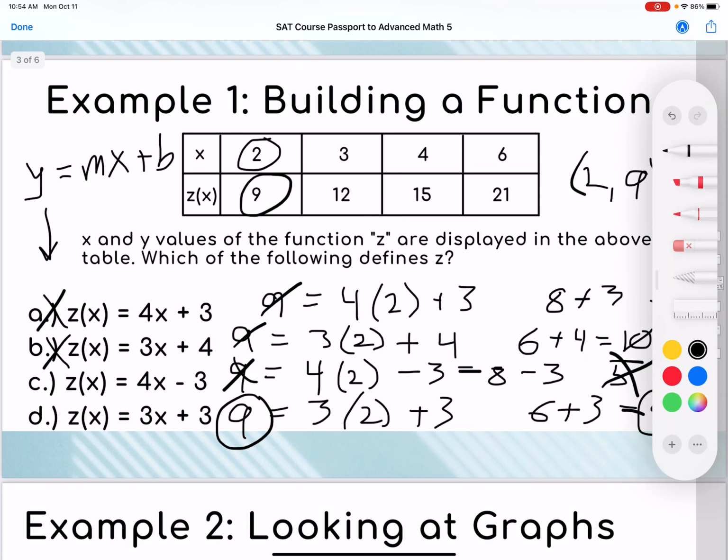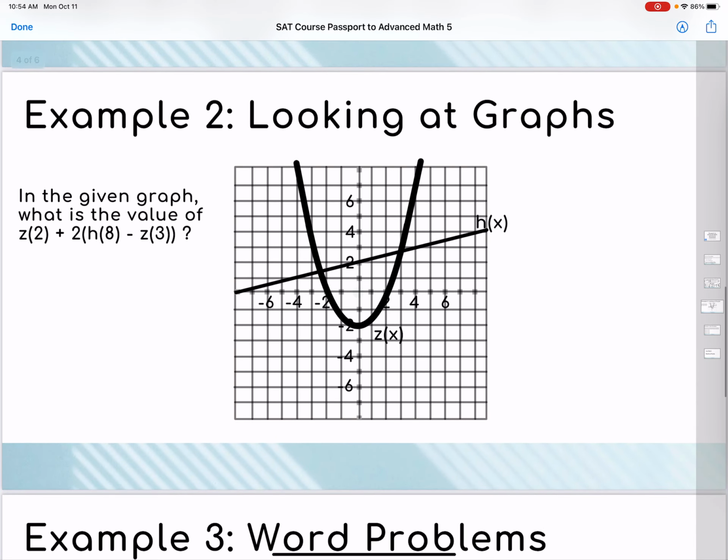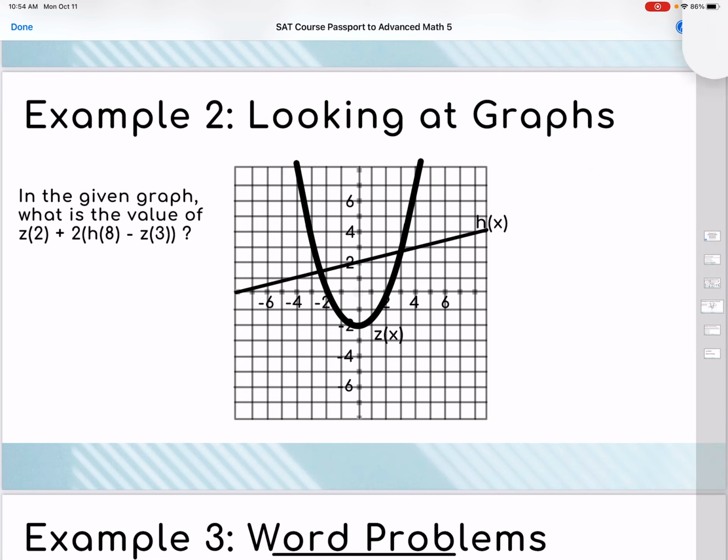All right, so now we will go ahead and move to the next example, which is going to have us look at graphs, and specifically use function notation when looking at those graphs. Okay, so we're asked in the given graph, what is the value of z of 2 plus 2, and then parentheses, h of 8 minus h of 3?